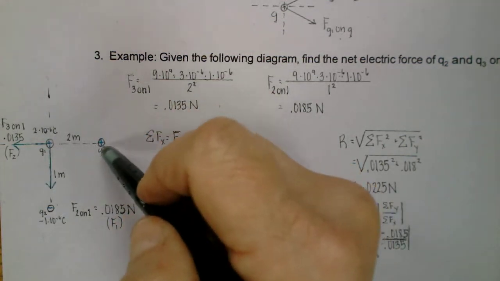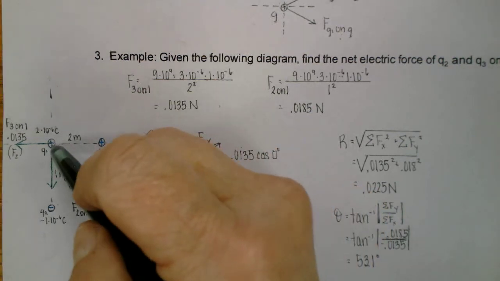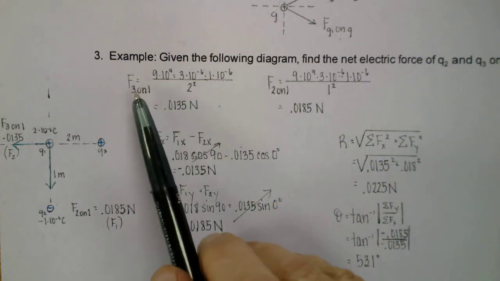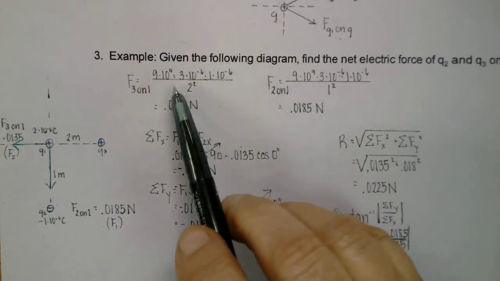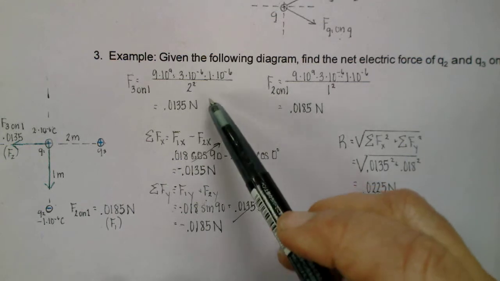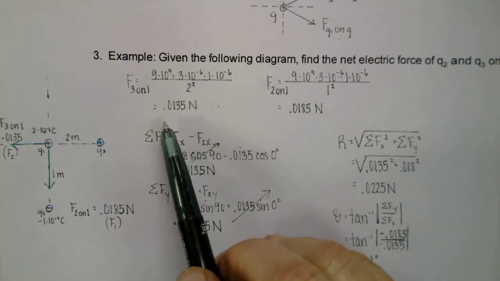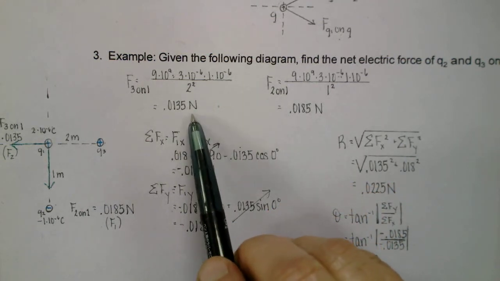Then I worry about what is the effect of this charge on this charge. And I fill in the equation just like you're supposed to. And both of them are positive, so I didn't need to worry about not including the negative in that one. And I ended up with 0.135 newtons.